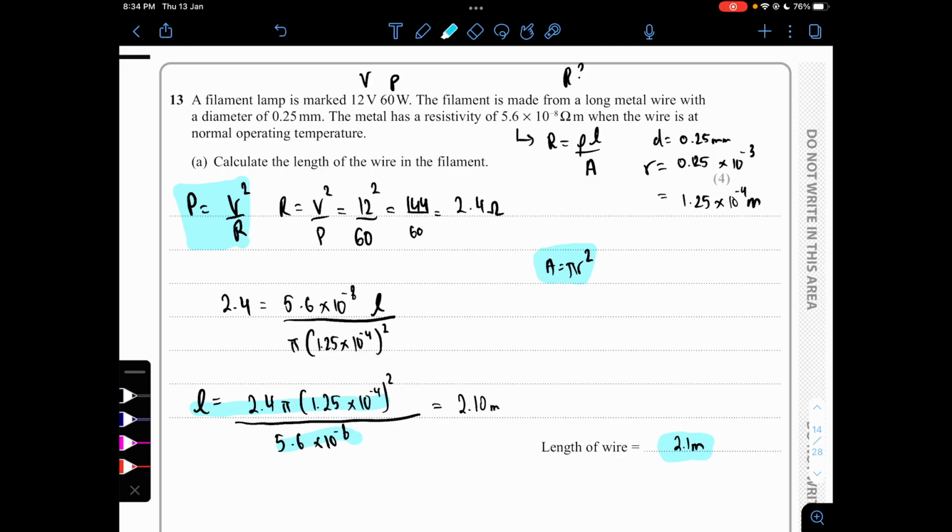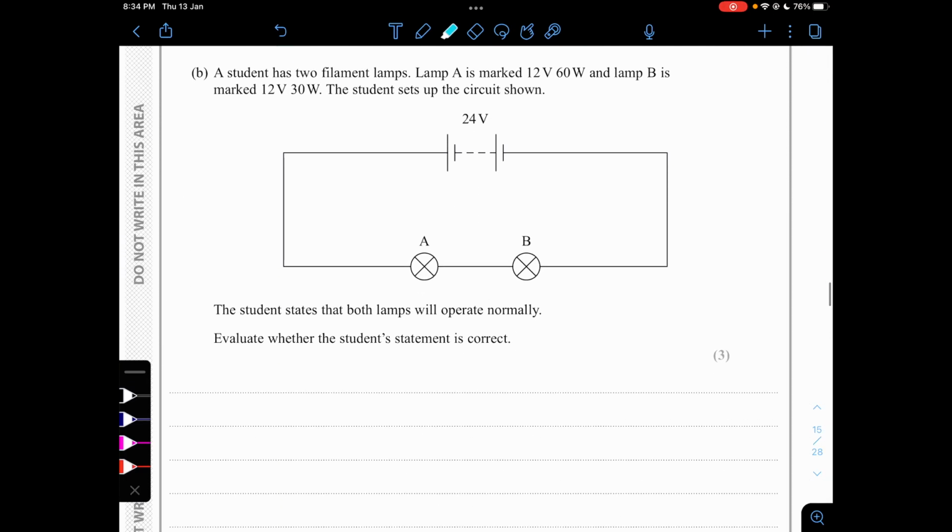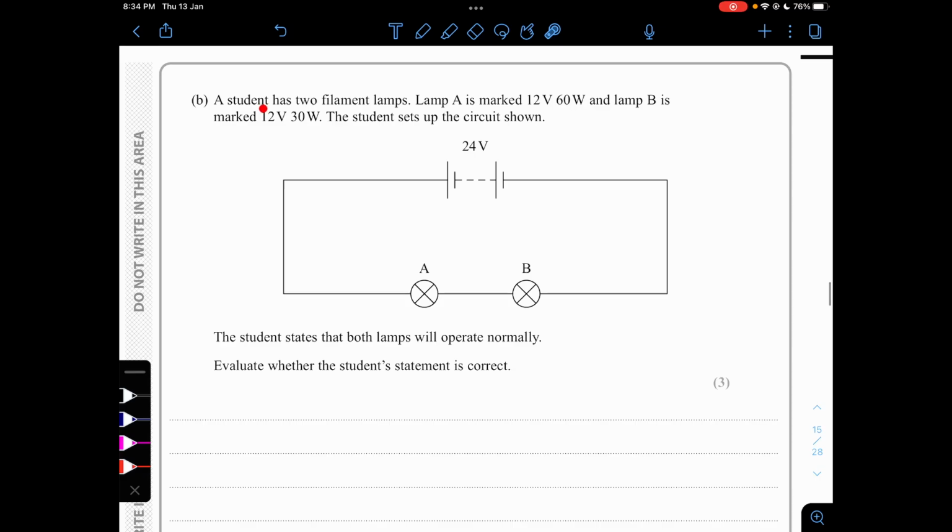Okay, so let's move on to part B. A student has two filament lamps. Lamp A is marked 12 volts, 60 watts. Lamp B is 12 volts and 30 watts. The student sets up the circuit shown and states that both lamps will operate normally.